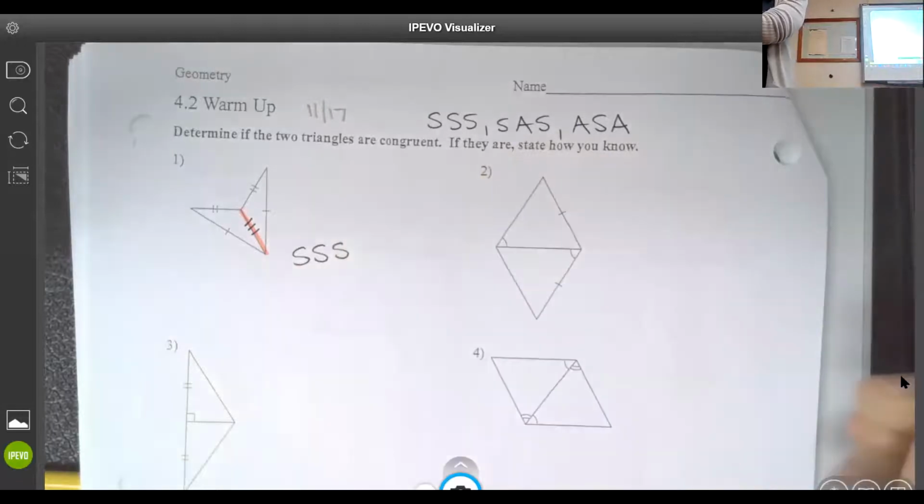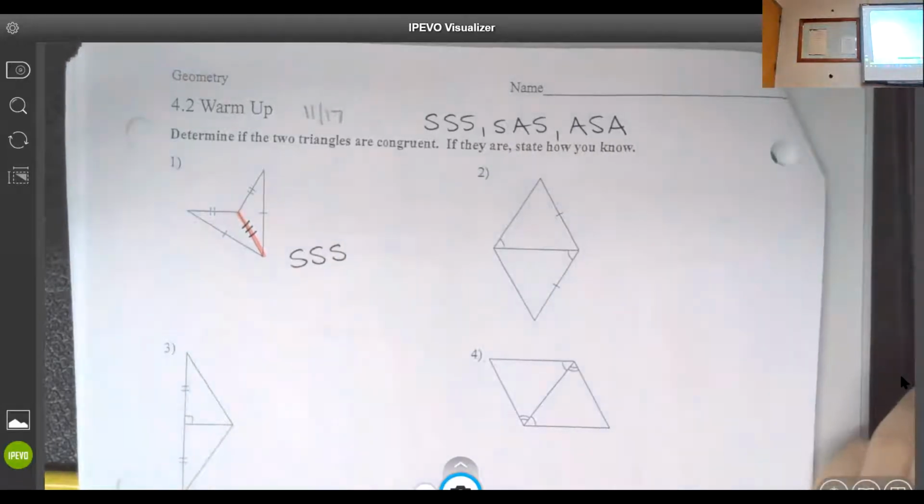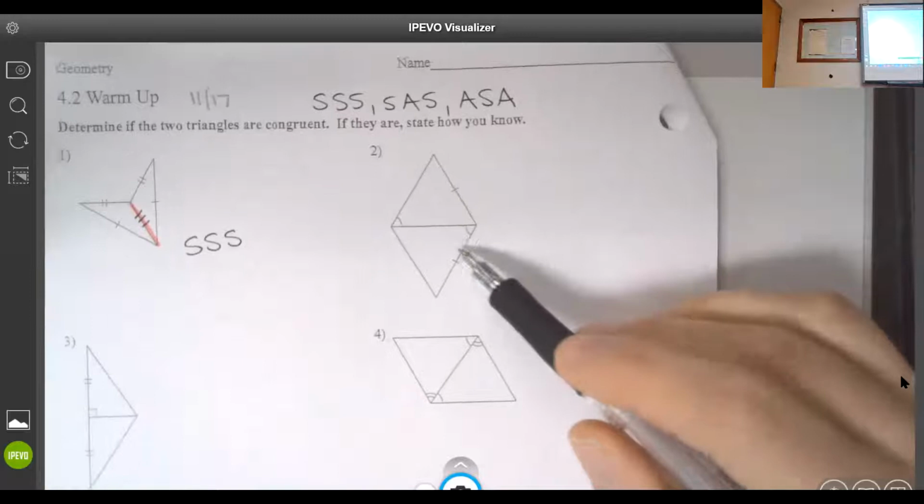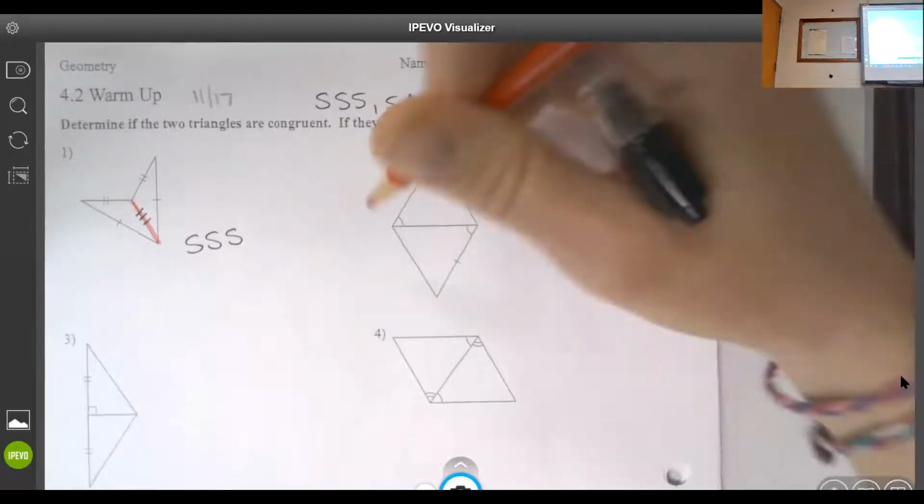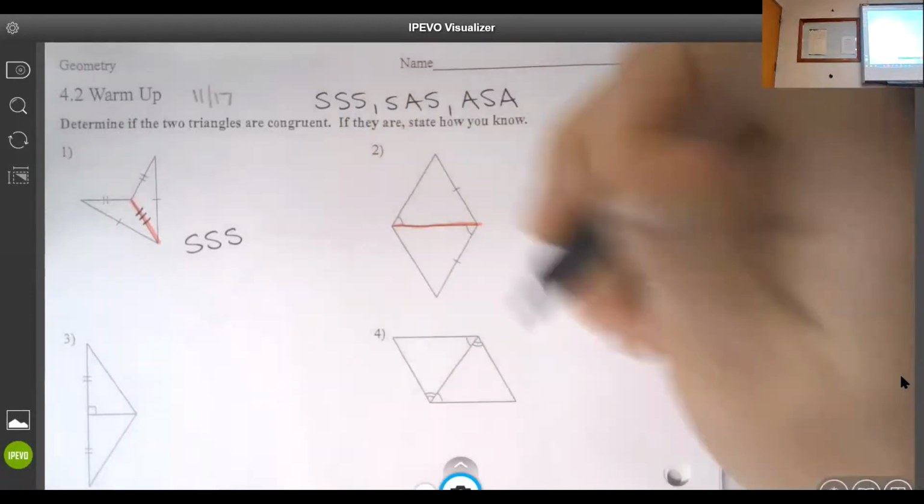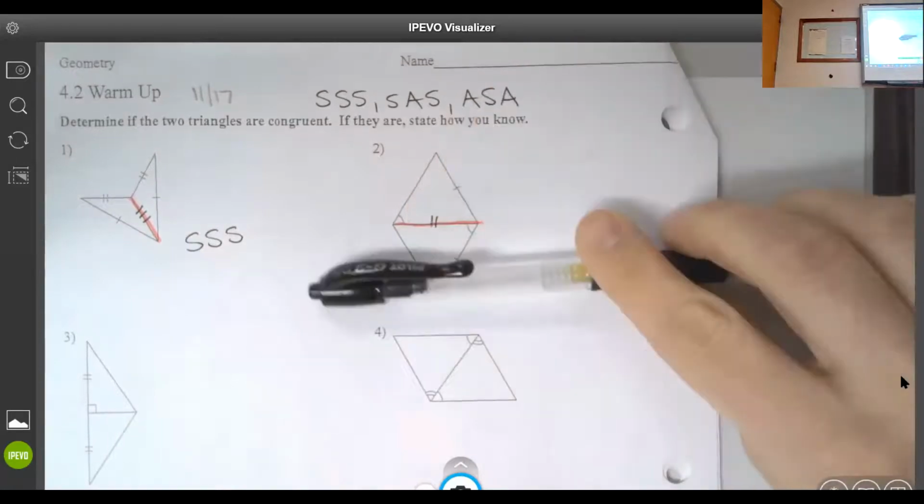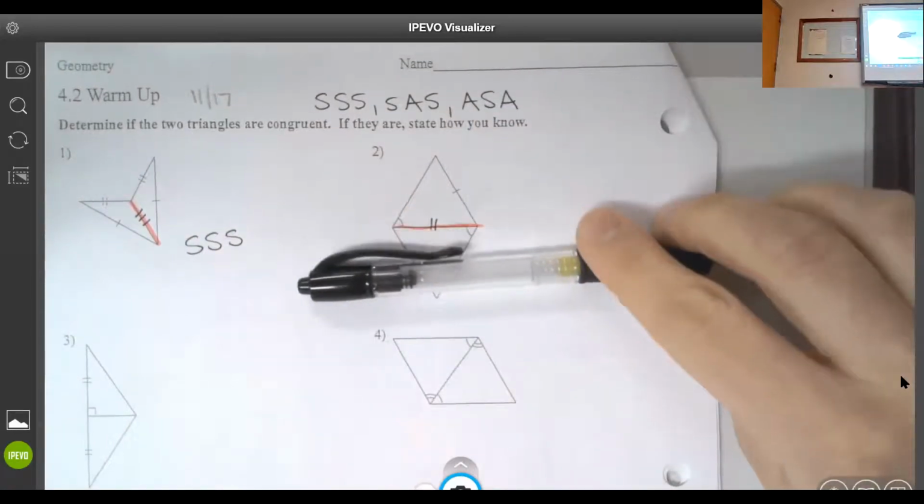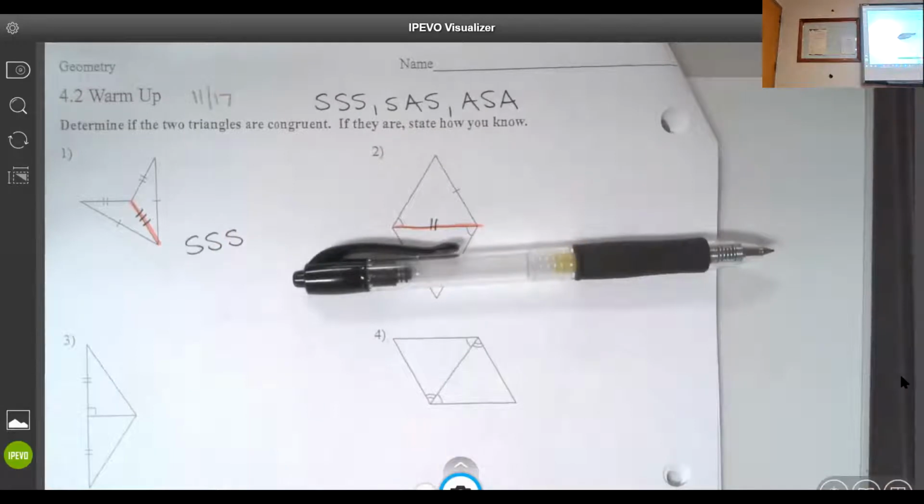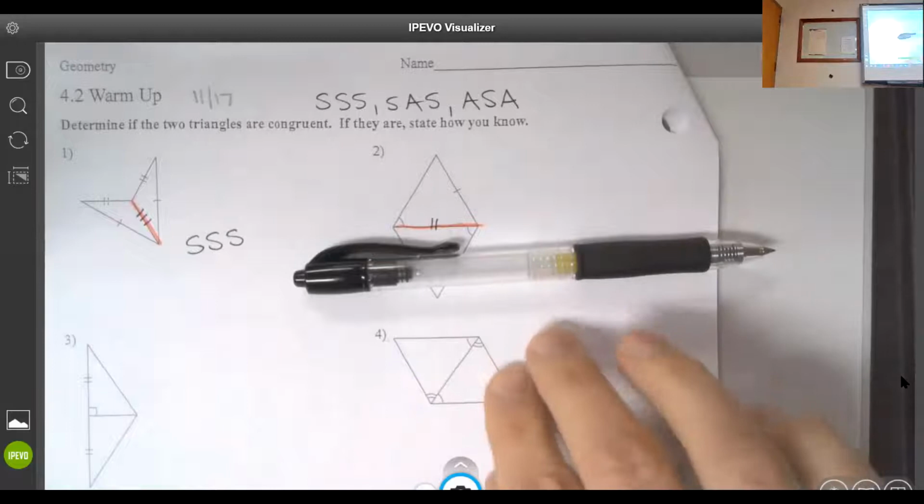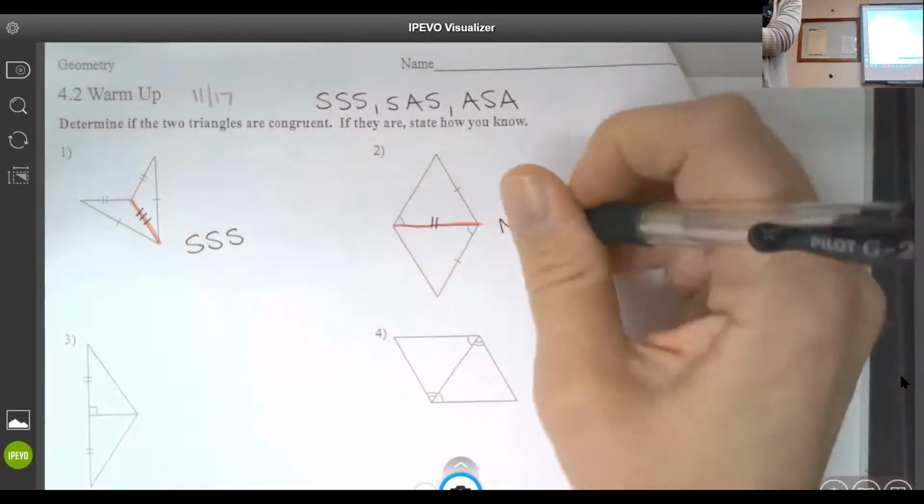Side, side, side. On number 2, I again have reflexive, but what happens when I look at the pieces I have and the order that I have them? It gives me angle, side, side. Can I use angle, side, side? No, because we can't write that word down. A, angle, side, S, side. This is not congruent, or none.